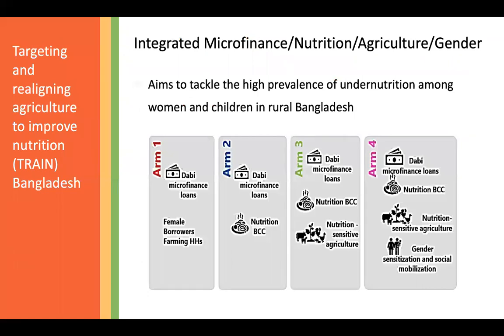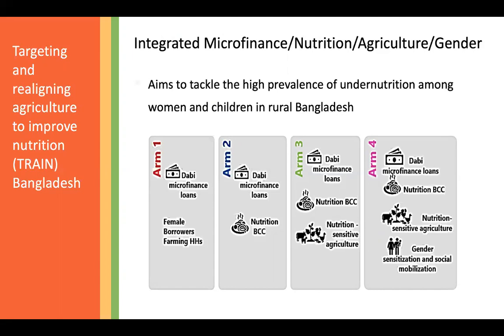Now I will talk a little bit more about targeting and realigning agriculture to improve nutrition, or TRAIN. TRAIN is an ongoing project that aims to tackle the high prevalence of undernutrition among women and children in rural Bangladesh. TRAIN has an additive design that built on an existing credit platform that BRAC, our implementing partner, has been running for a long time.